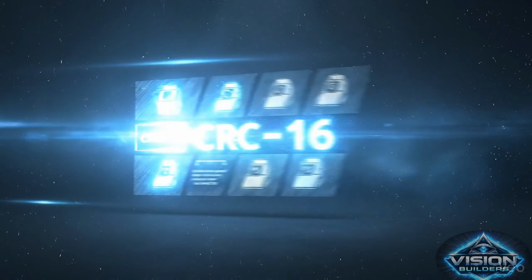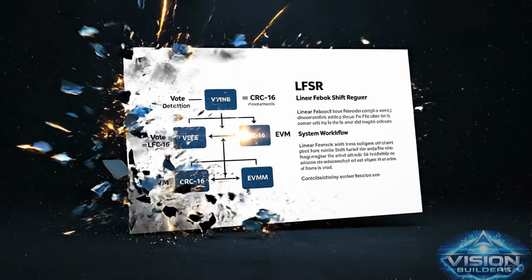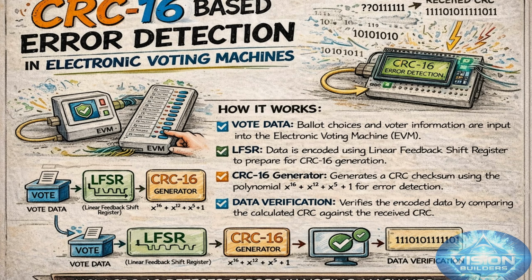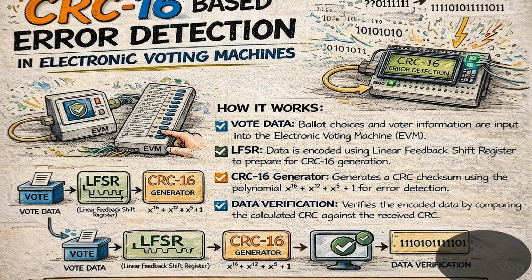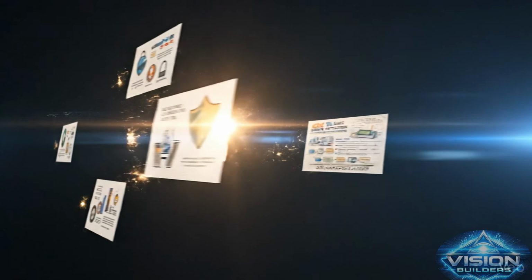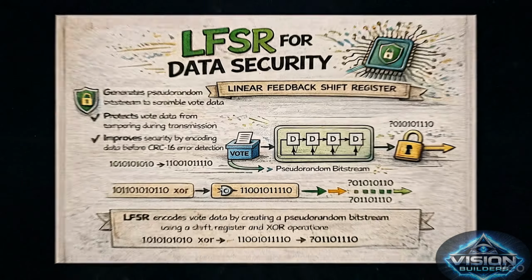This slide shows how CRC16 detects errors in electronic voting machines. First, the vote data is entered into the EVM as digital information. Next, the data is encoded using LFSR, which prepares it for secure transmission. Then the CRC16 generator calculates a checksum using a predefined polynomial. Finally, at the receiver side, the calculated CRC is compared with the received value to verify the data integrity. If both match, the data is correct. If not, an error is detected.